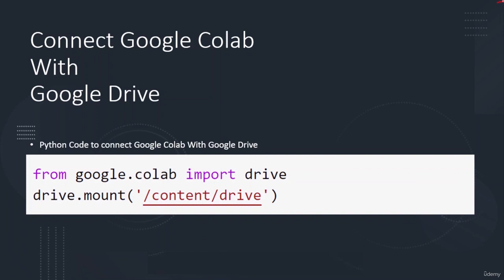So here is the Python code to connect Google Colab with Google Drive. We need to write this piece of code: from google.colab import drive, and then we will mount the path of the drive into the Google Colab. So after running this code snippet, you have the access to the Google Drive and you can read the data from Google Drive to Google Colab and you can write the data from Google Colab to Google Drive.